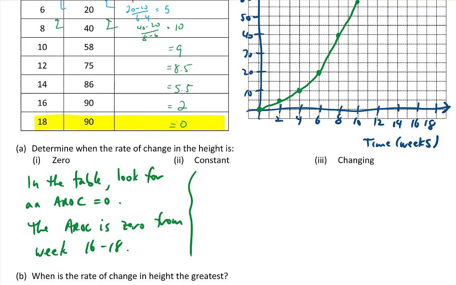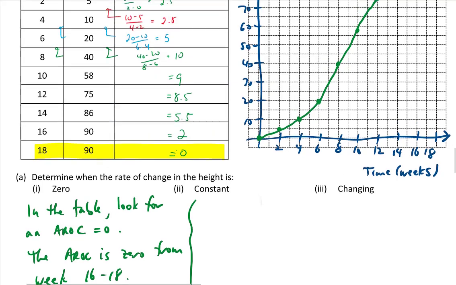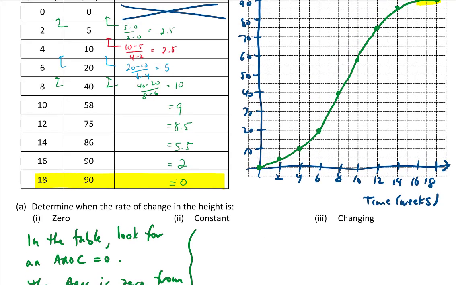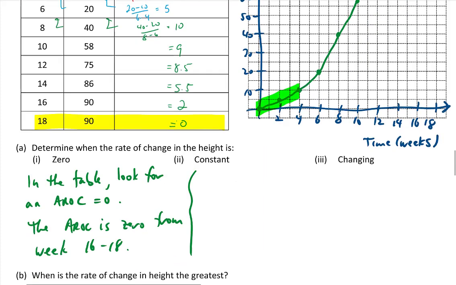So next one, when is it constant? So we have to find where the rate of change remains the same. And it looks like at this point and this point. So if we look at those there, that's this right here. On the graph, look for points that lie along a line, and the rate of change is constant from weeks 0 to 4.